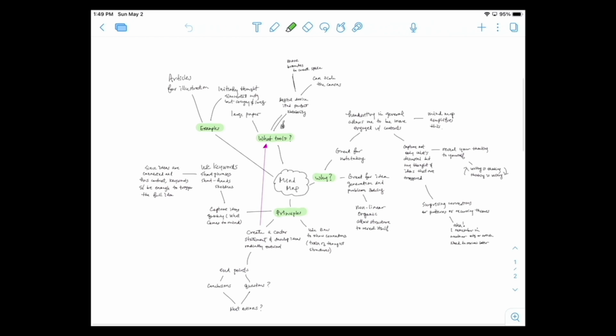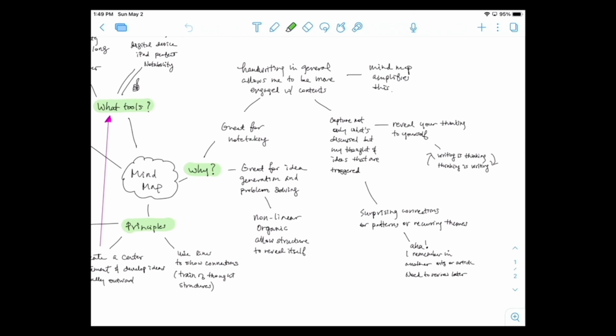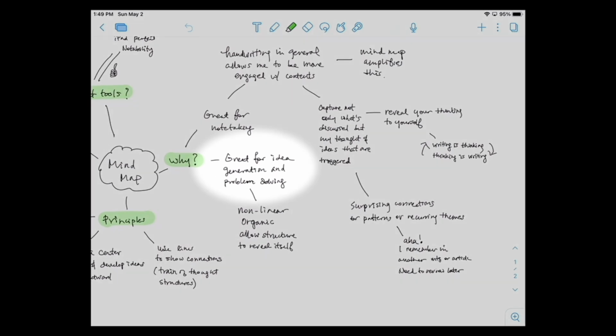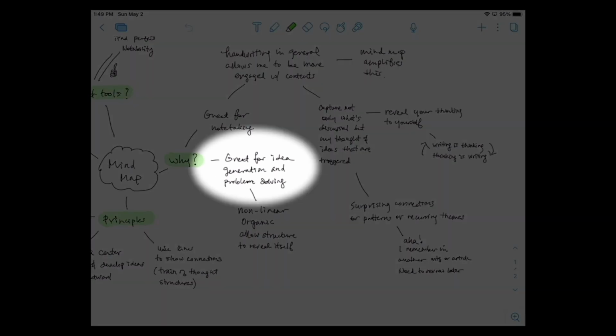Okay, here's a mind map that I created on using a mind map. It's done on my iPad Pro using Notability, but you can use pen and paper as well. First, let's explore why we should use a mind map. It's great for idea generation and problem solving.